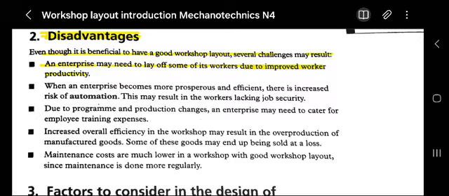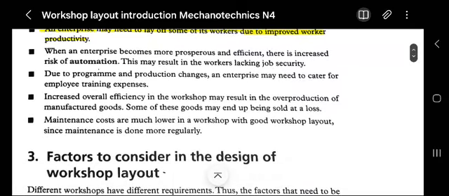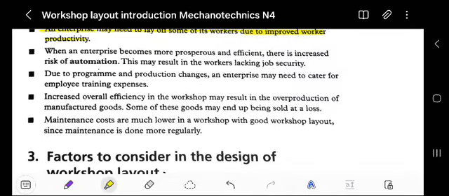These are other effects that we might face as disadvantages of a good layout. What do we have again here, guys? When an enterprise becomes more prosperous and efficient, there is an increased risk of automation. This may result in workers lacking job security. As you see, this is what I've explained. So robots will take their place, and people will lose their jobs.